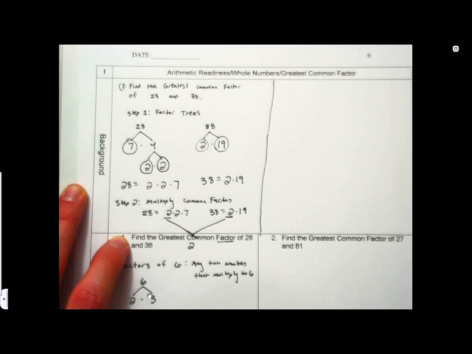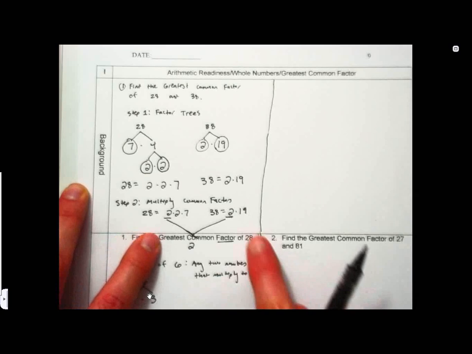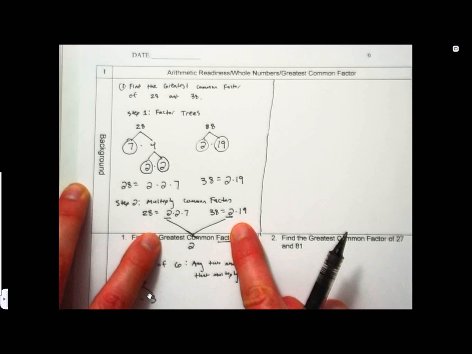And notice how I'm only writing 1, 2. They only have 1, 2 in common. There's a 2 in each one of them, but if we look at overall, they only have 1, 2 in common.